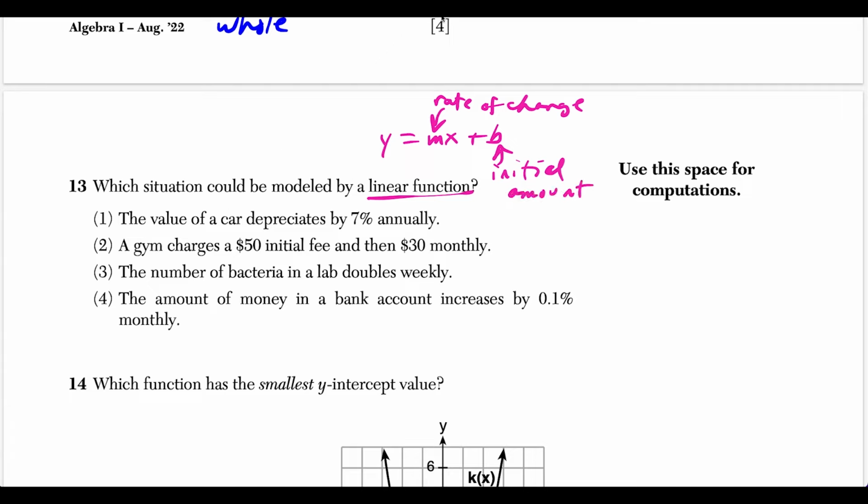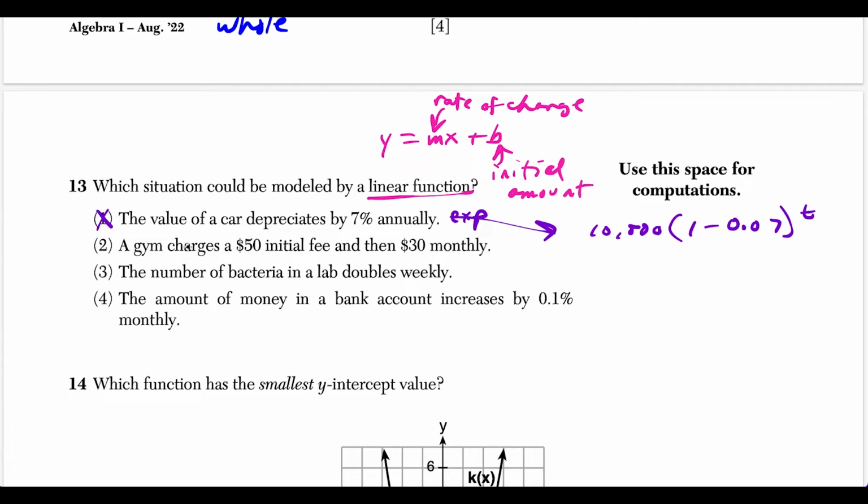So if we have the value of a car depreciates by 7% annually, well, let's say the car was like, I don't know, $10,000. This was a long time ago. Then the value of the car would be 1 minus 0.07 to the t power, but this is an exponential function. So since this is an exponential function, which I'll abbreviate, this does not fit the description.